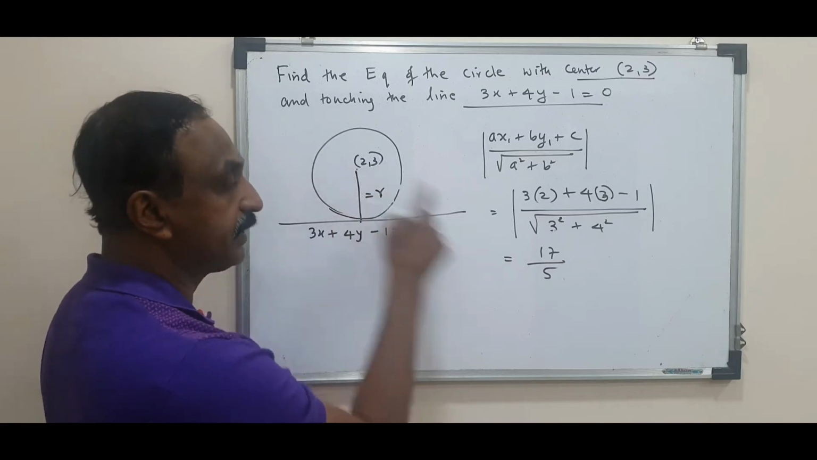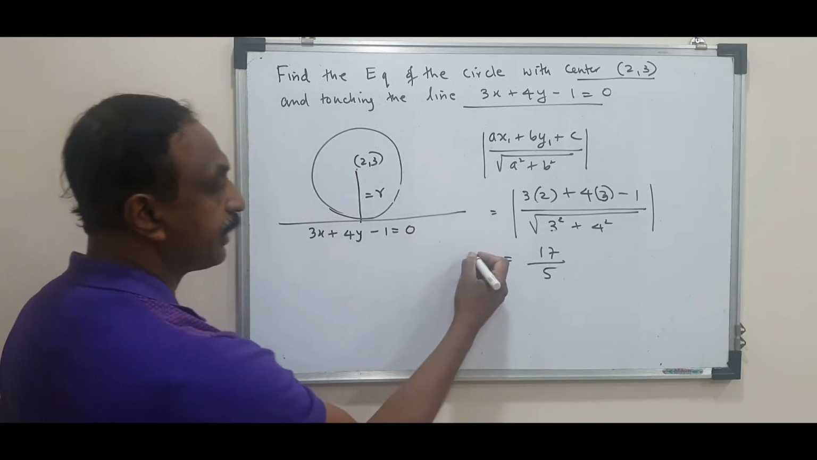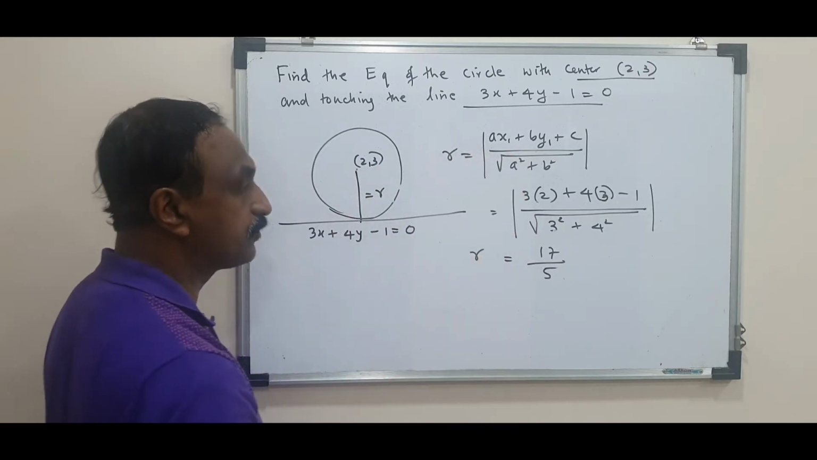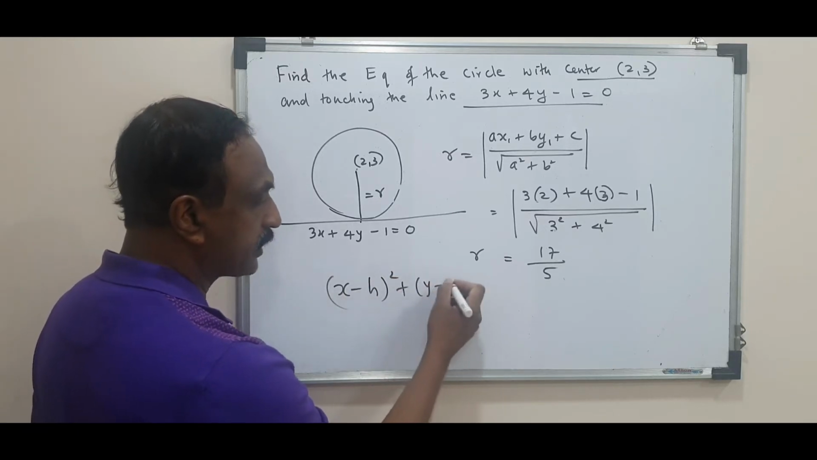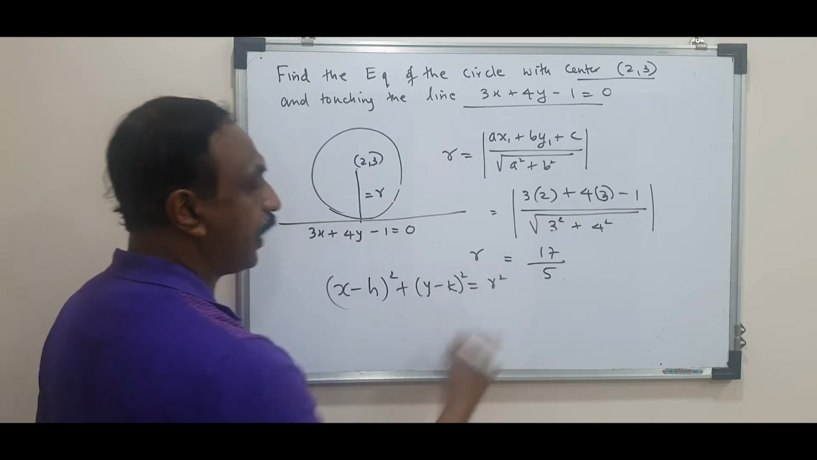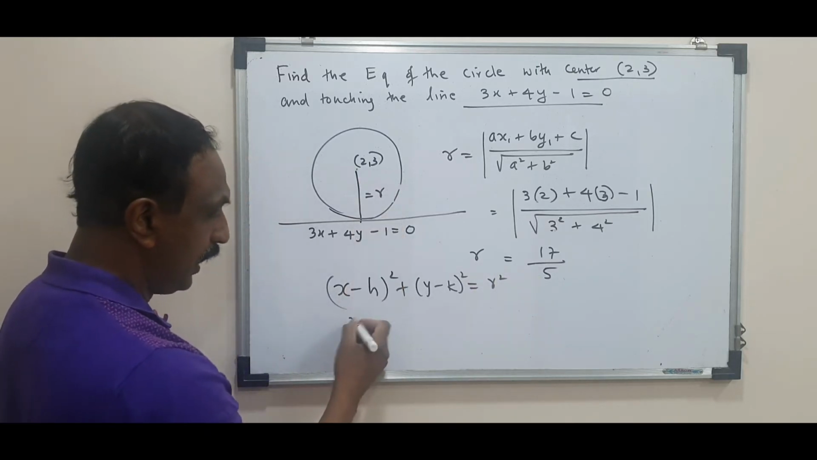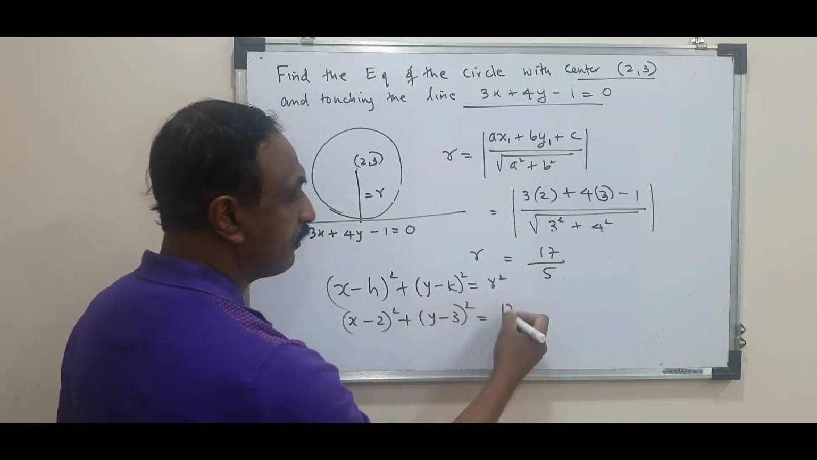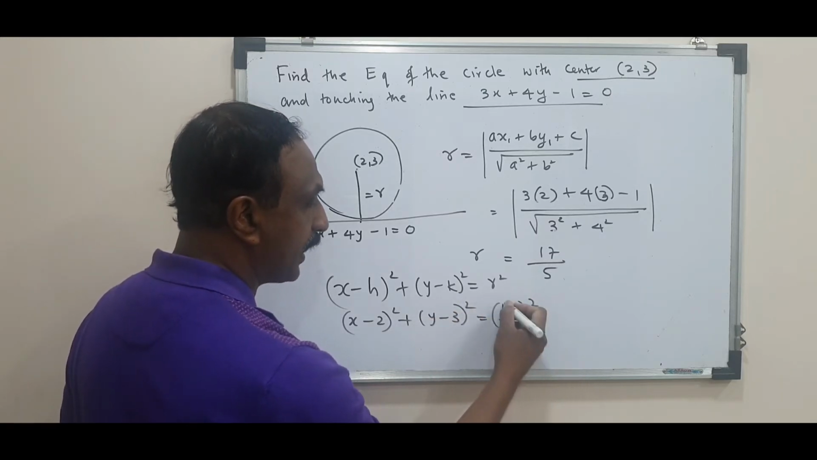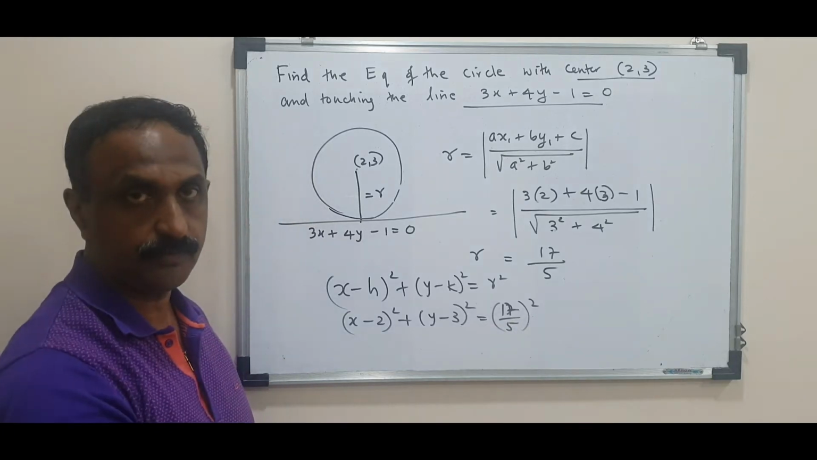So now we have the center and we have the radius, so we can write the equation of the circle. The equation of the circle is (x - h) the whole square plus (y - k) the whole square equal to r square. So I can now replace: (x - 2) the whole square plus (y - 3) the whole square is (17/5) the whole square. You can expand this and write your answer.